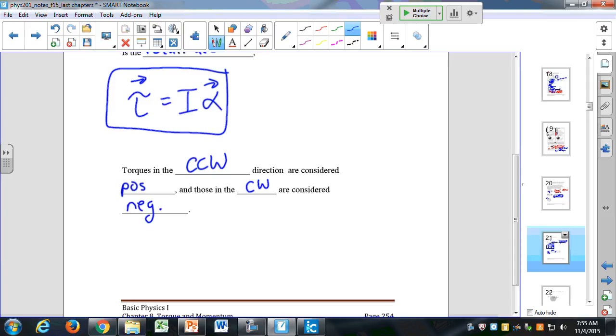This will be important because when we look at a system that has a bunch of torques or forces acting upon it, we'll need to know the net torque. In order to find the net torque, we have to add up all those appropriately. So remembering that net torque is equal to the sum of all of our torques: torque 1 plus torque 2 plus however many torques we have.